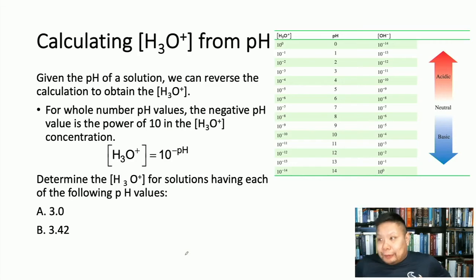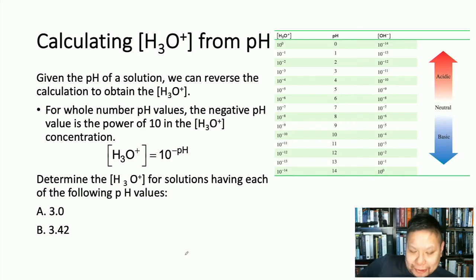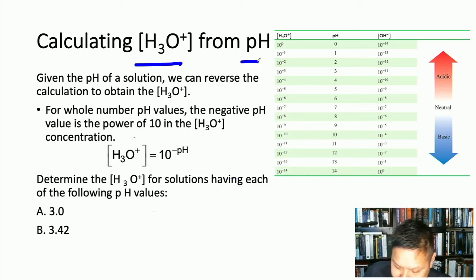So knowing that we can calculate pH using the hydronium ion concentration, we can also go backwards and calculate the hydronium ion concentration from the pH. How do we do that? Hydronium ion concentration equals 10 to the negative pH. So let's try that for these examples down here.